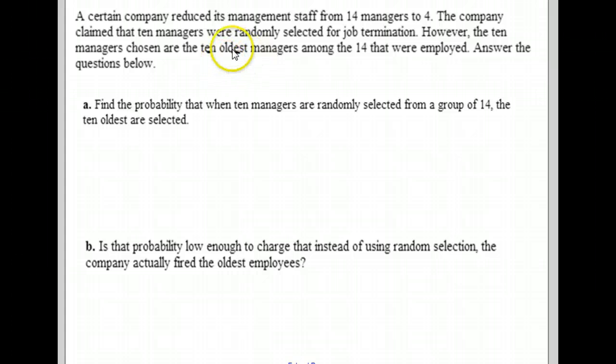Alright, now this particular question, because of the oldest part of it, a lot of people want to confuse that with being nPr because there's an ordering to age. But it's not saying they were let go in the order of their age or anything like that. So this is going to be an nCr problem where our denominator is the total number of ways that we can let 10 people out of 14 go.